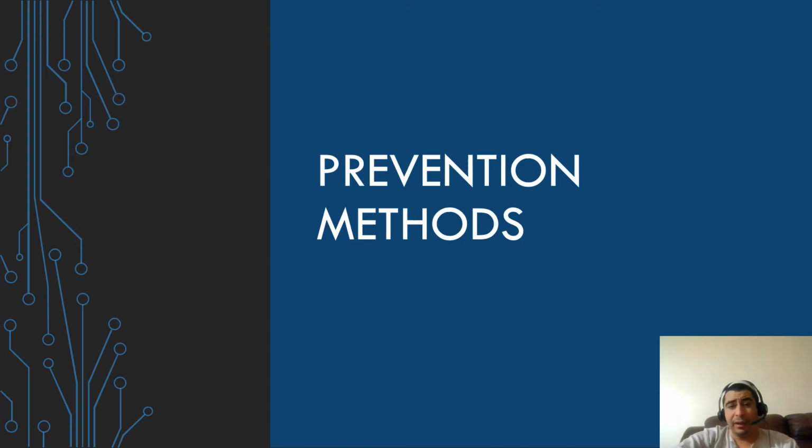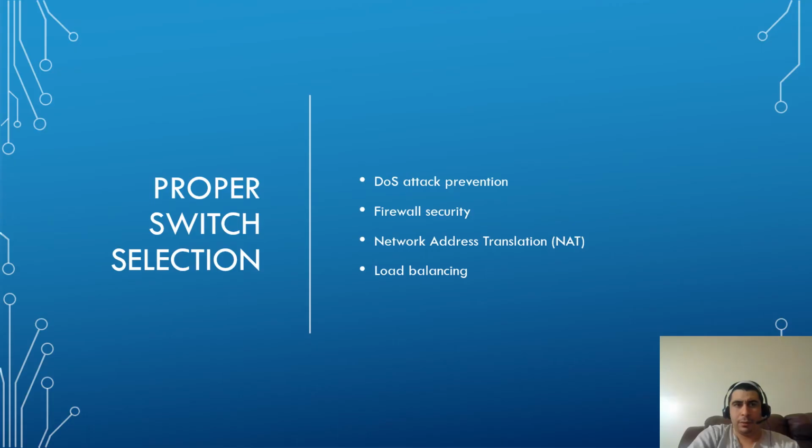In the following slides, I will discuss in great detail the prevention methods to use against a DoS attack. Now we'll go back to proper switch selection. This is a very important technique to use. DoS attack prevention: firewall security, network address translation, and load balancing. These will be used in order to counter the attack.